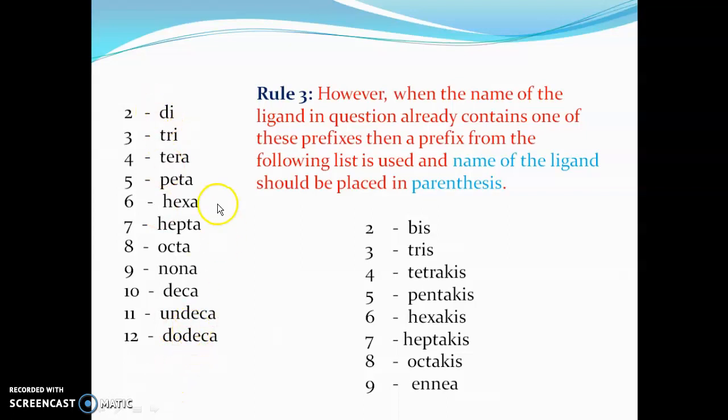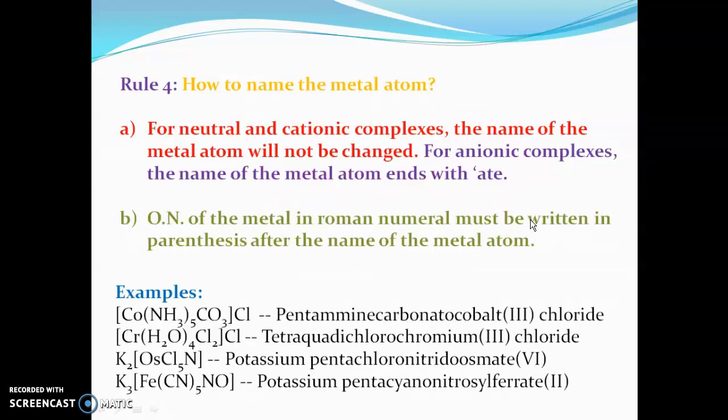Suppose, say, here we can see a special case. If the name of the ligand itself contains prefix words like di, tri, tetra, for example ethylenediamine, the name of that particular ligand contains the prefix di. In that case, we should not use these ordinary prefix words. Rather, we have to shift to special prefix words like bis, tris, tetrakis, pentakis, and so on. In this case, the name of the ligand should be placed in parentheses.